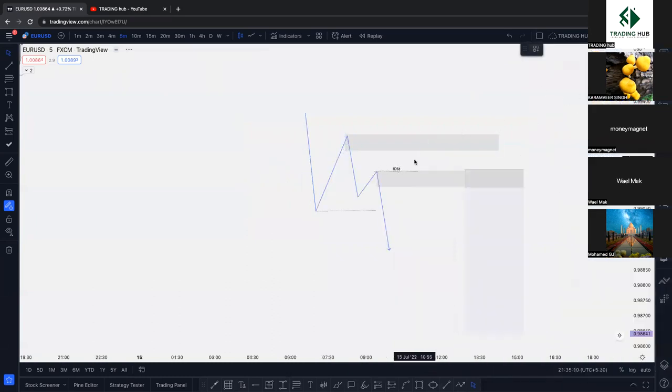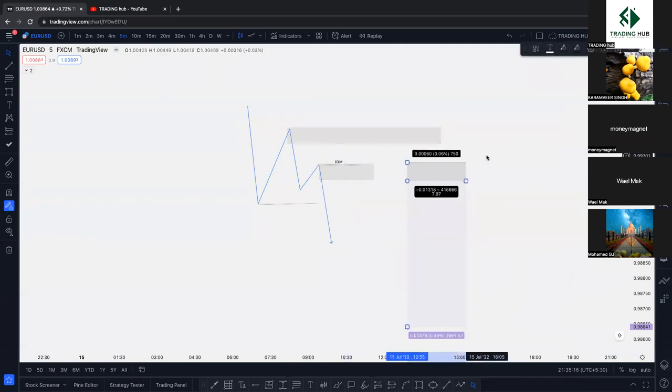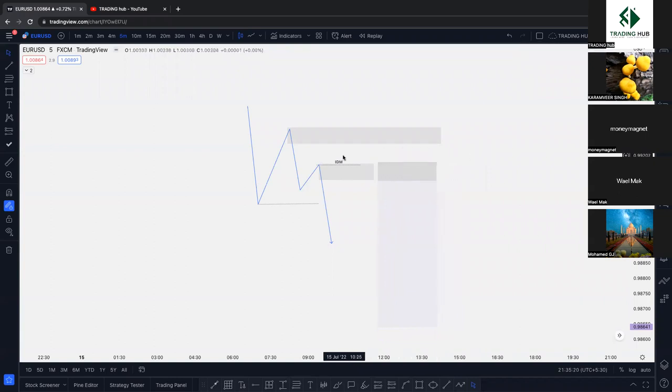So this high acts like an inducement. And why? Because this point induces new traders to sell, and they are putting the stop loss just above it. So this high acts like an inducement and this zone acts like a smart money trap. And after the structure breaks, people are looking here to buy on the downside.